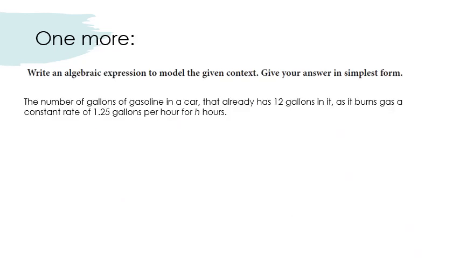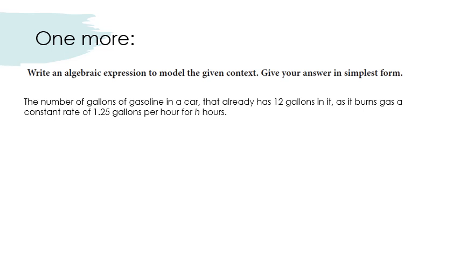Let's look at one more problem. We will write an algebraic expression to model the given context. Give your answer in simplest form. That means if we can combine like terms, we combine like terms. The number of gallons of gasoline in a car that already has 12 gallons in it as it burns gas at a constant rate of 1.25 gallons per hour for H hours.